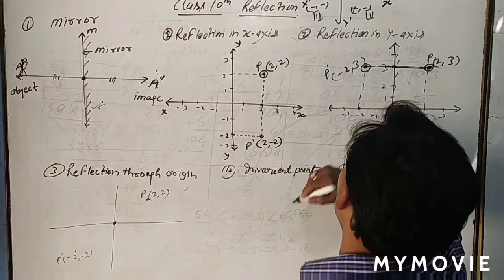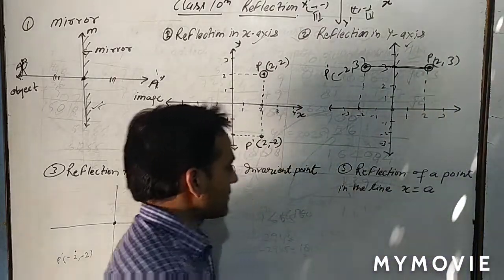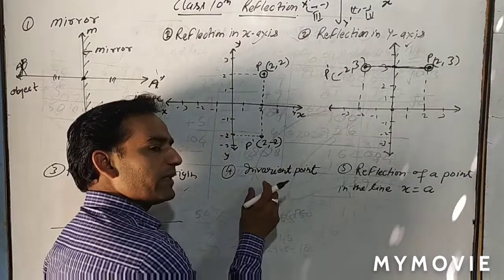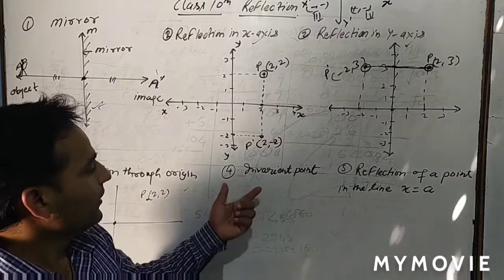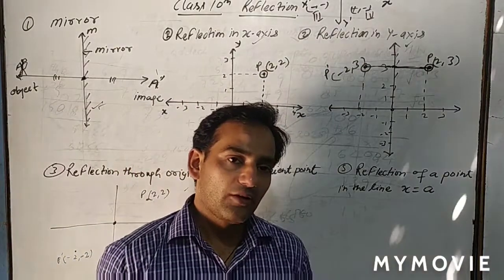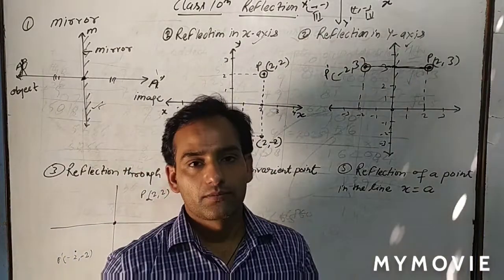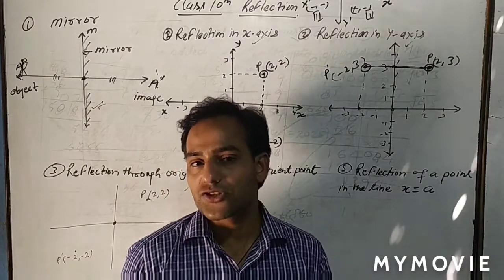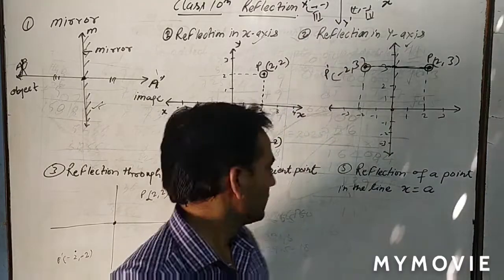This is reflection through x-axis, reflection through y-axis. Now, what do we mean by invariant points? Sometimes we keep the pen on the mirror and we do not get any change in the point. See how?